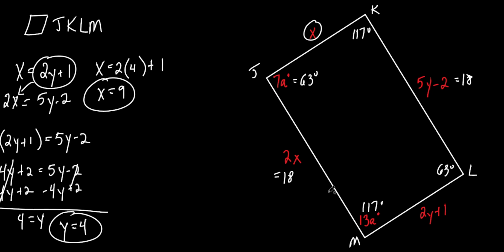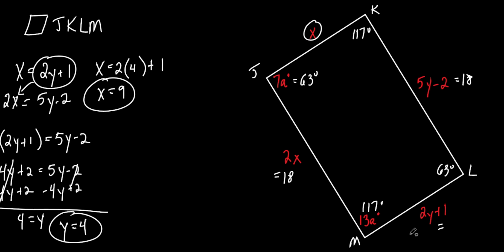But let's just see. We found x, right? Let's use it and see if it actually works. 2 times x, or what? 2 times 9? Yep, it is 18. It works, doesn't it? All right, what about this one? 2y plus 1. So 2 times 9, which is 18, plus 1 is... That's right. I was just checking to see if you were paying attention.